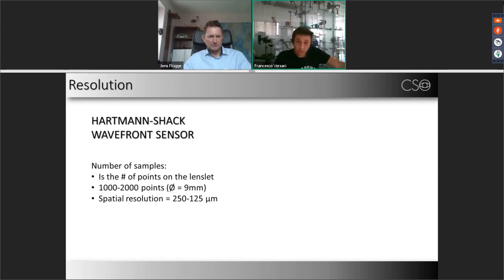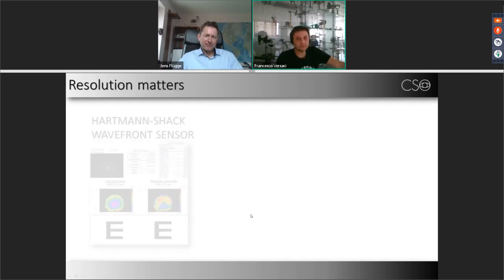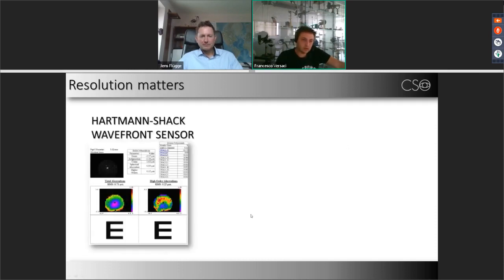The number of samples on a pyramidal wavefront sensor is nothing but the number of pixels in one of the 4 subpupils. So in our case it is 45,000 points, which means a great resolution compared to the one of the Hartmann-Shack. So we are talking about 41 microns versus 250 or 125. This one is the reconstruction that a Hartmann-Shack sensor provides.